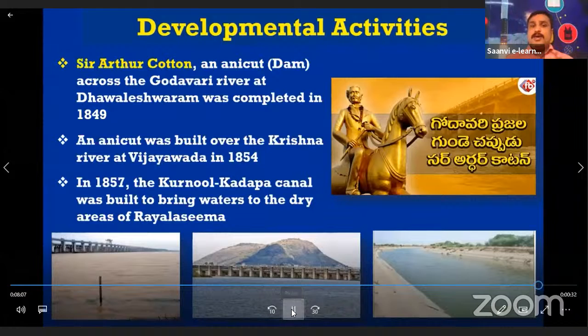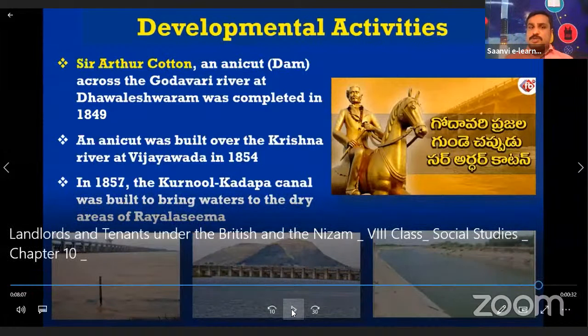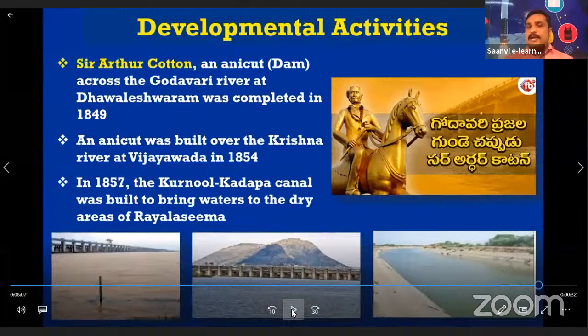One more dam, constructed in Vijayawada, also for irrigating the land. The Krishna Delta you already know; in the previous classes you learned about the Krishna Delta area. So one more dam was constructed across the river Krishna to irrigate the land of the Vijayawada area. And in 1857, the Kurnool Kadapa Canal was built to bring water to the dry area of Rayalaseema. So these are all the developmental activities. Very, very important question, students: what are the developmental activities done by the British?